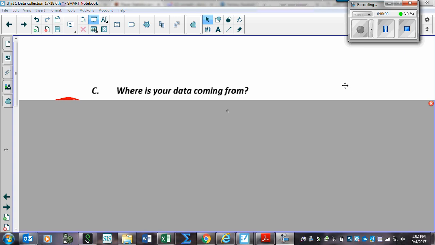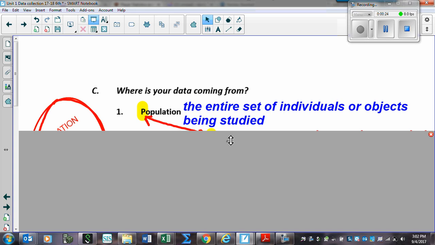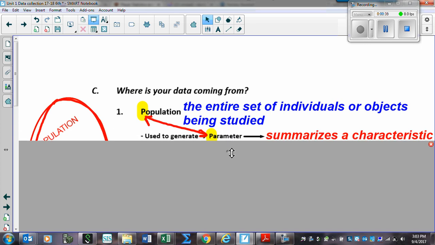So now that we've talked about a population and we've talked about numerical and categorical data, let's talk about the difference between a population and a sample, and things that describe populations and things that describe samples. Our population is the entire set of individuals or items that we're studying. It could be people, it could be a certain set of cars, it could be all Madison students, however we choose to define that. And that's our population. That's who or what we are studying.